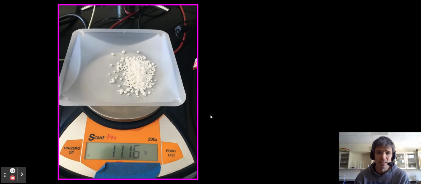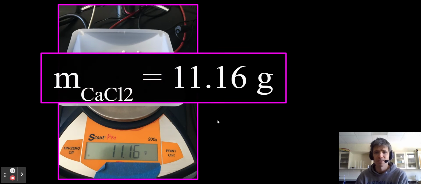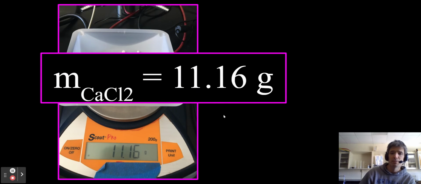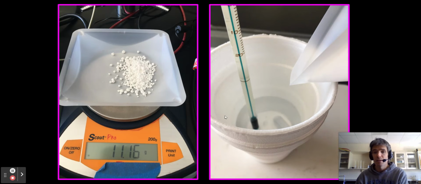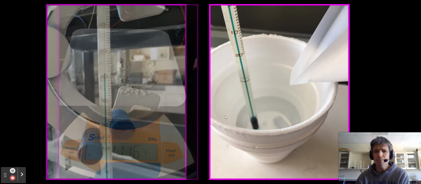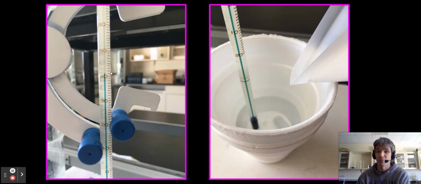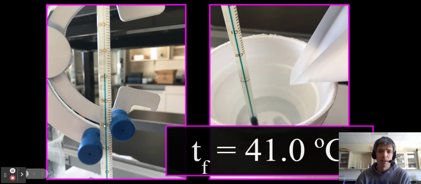Then I measure out calcium chloride, so I've got 11.16 grams of it. I add that to my calorimeter, and then I watch what happens. Look, it gave off a lot of energy. This calorimeter would also have a lid on it to keep any heat from escaping into the surroundings. And so there's my final temperature.